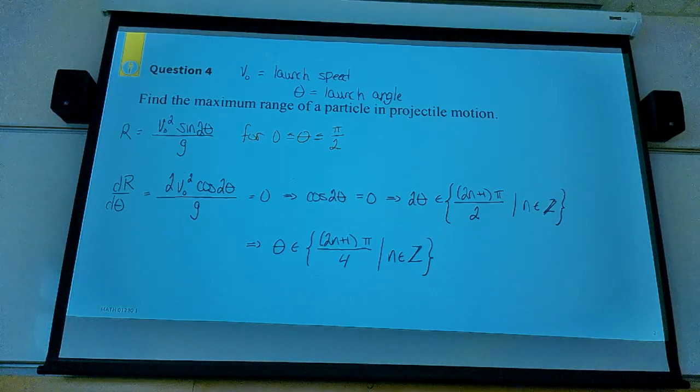So straight ahead would be 0. You could theoretically launch it straight up. That'd be pi over 2. If you launch it backwards, you just reorient your coordinate system, wouldn't you? So we're going forwards between 0 and pi over 2. So realistically speaking, our range of values for theta is just 0 to pi over 2. Of these infinite number of solutions for theta, which ones are between 0 and pi over 2?